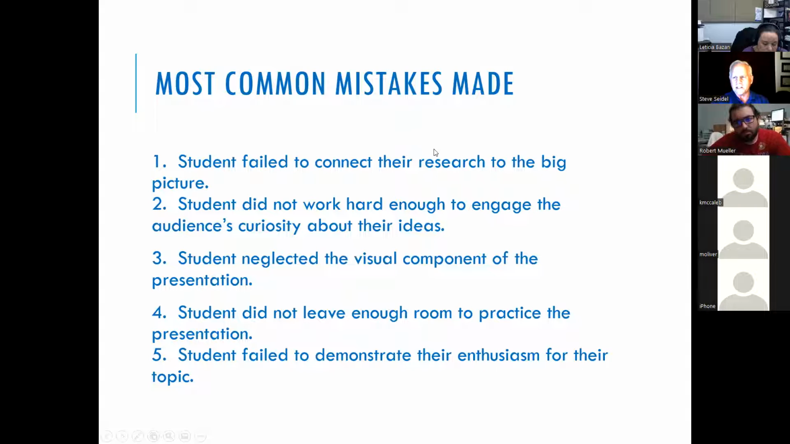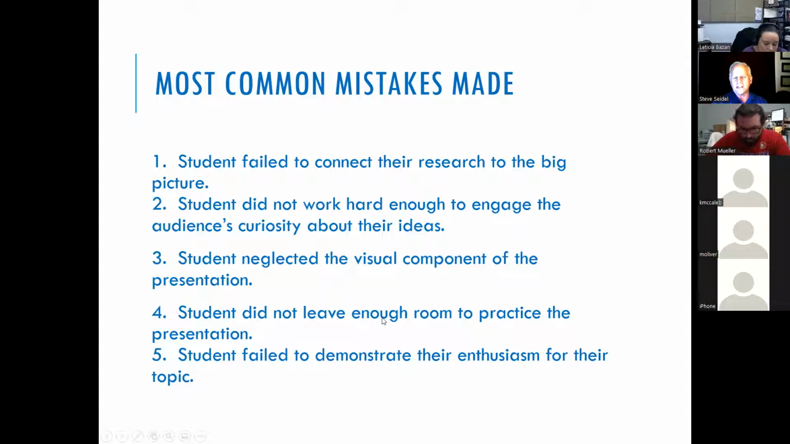So the most common mistakes overall, right? Students failed to connect their research to the big picture, okay? Or they didn't work hard enough to engage the audience's curiosity about their ideas, and didn't work hard enough on keeping attention and having presence overall. Some students neglect the visual component of the presentation, where there's a slide that is never referred to or doesn't relate all that well to the talk, right? So make sure it does add to things.